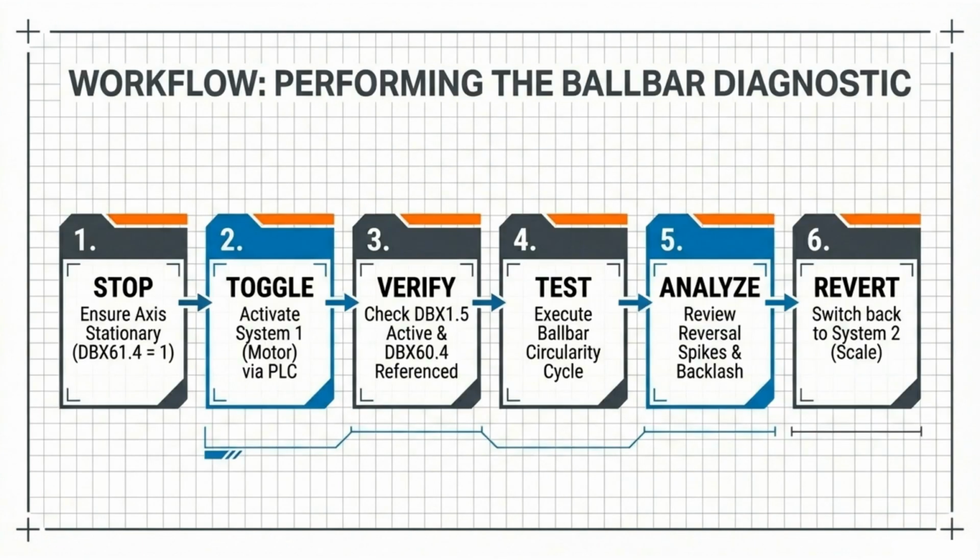The Ballbar diagnostic workflow involves 6 steps. First, stop the axis. Second, toggle to activate System 1. Third, verify the active status and referencing. Fourth, execute the test. Fifth, analyze the results. Sixth, revert to System 2.